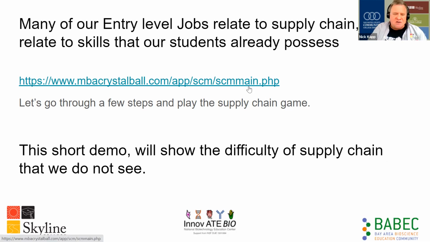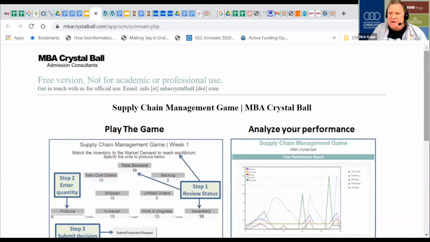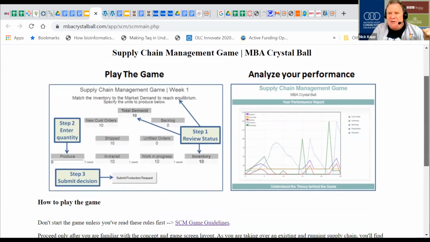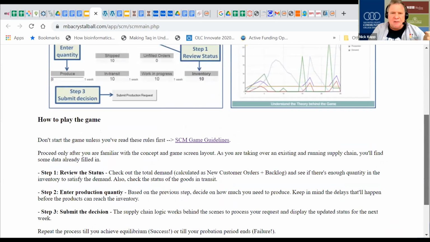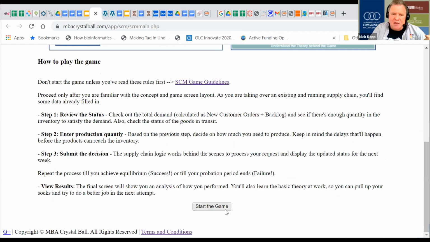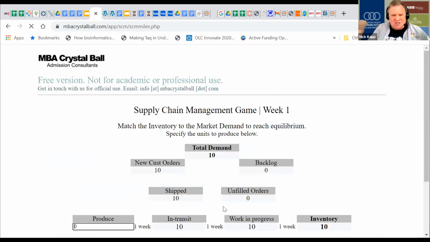There's a lot of interesting stuff out there in supply chain. This is a game that they have. It's from a company called MBA Crystal. They're an interesting company, and they set up this game and have a demo on it. I'm just going to put up the demo for us to look at.